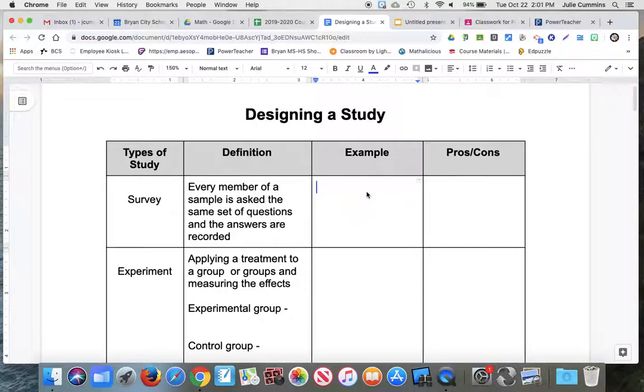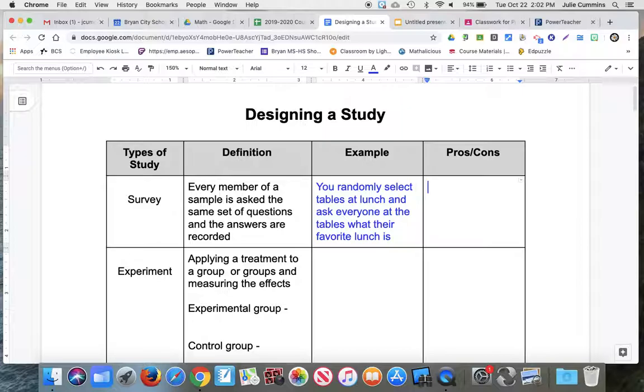The first one is a survey, and that's where every member of a sample is asked the same set of questions and you write down the answers. So an example of this is if you randomly select tables at lunch and ask everyone at the tables the same set of questions, what their favorite lunch is. So just an example of a survey that you might conduct.